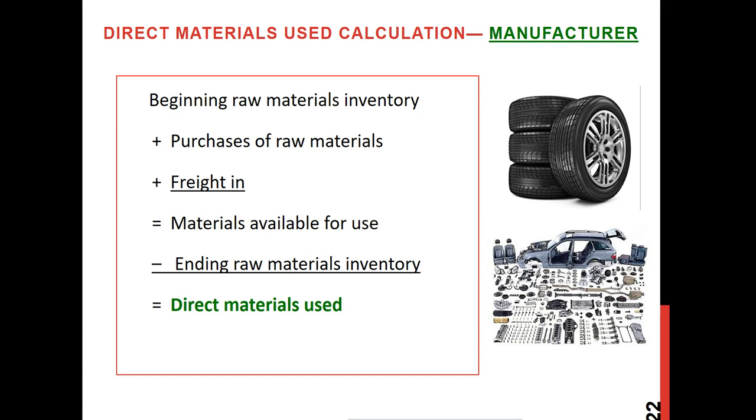As I mentioned earlier, these manufacturing companies have to calculate their product cost, which is the goal here. But before that, you need to recall what type of inventories a manufacturing company could have. They have three types of inventories. One is their raw material inventory. Two is their work in process inventory. Three is their finished goods inventory.